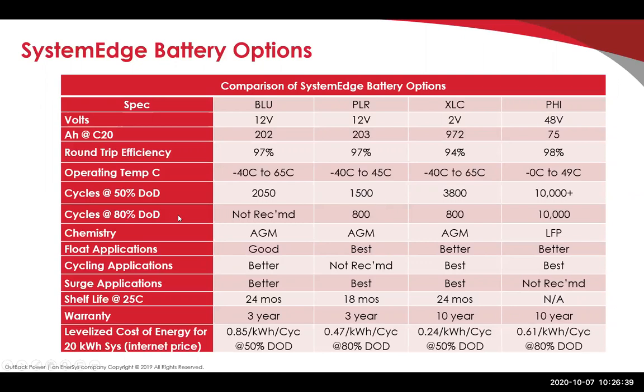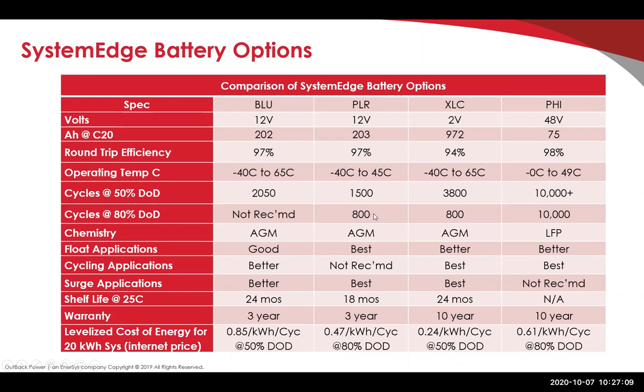Cycles at 80%. With the blue battery, it's a partial state of charge battery. So between 50 and 90%, it does great, and you can actually extend cycles in that range. But when you get below 80%, we don't recommend this battery for that. However, with the PLR, at 80%, you get 800 cycles, so you get quite a bit fewer cycles.